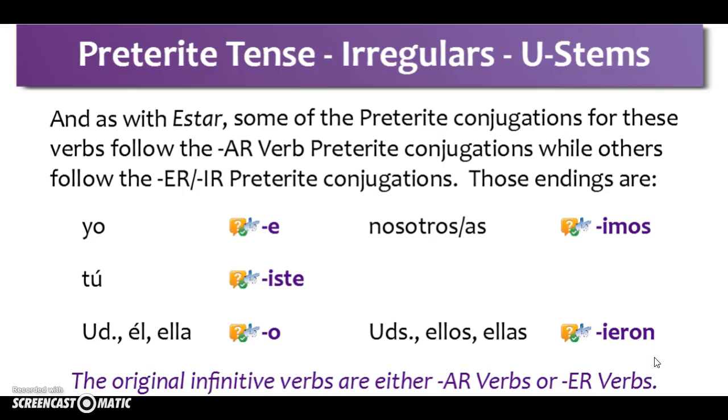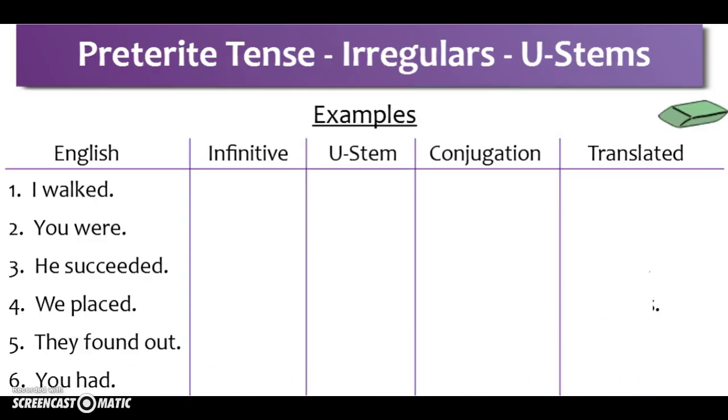ieron. As you saw in the prior list, we have both AR and ER verbs that make up our preterite U stem verb list. These are the endings that will go for all of those verbs. So let's do a little practice.